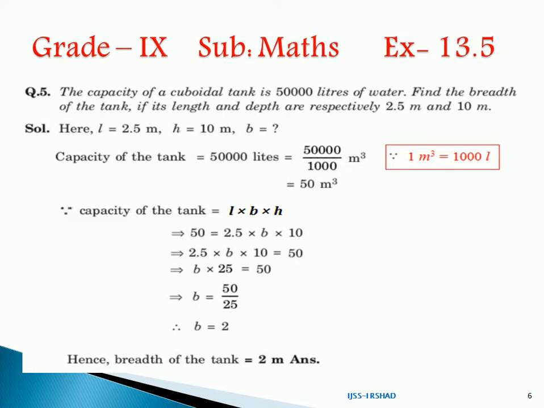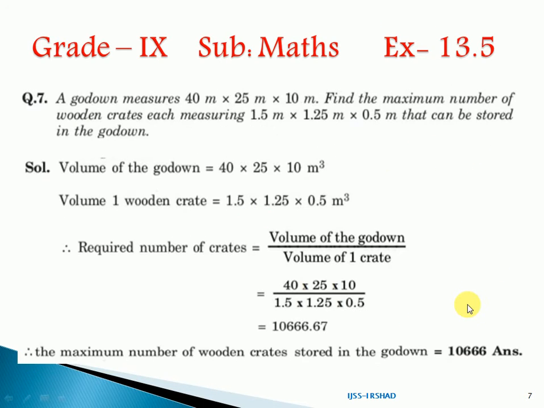Now question number 6 will be your homework. It is same like number 5. We'll move to question number 7. What is question number 7? A godown measures 40 meter into 25 meter into 10 meters. Find the maximum number of wooden crates, each measuring 1.5 meters into 1.25 meters into 0.5 meters, that can be stored in the godown.